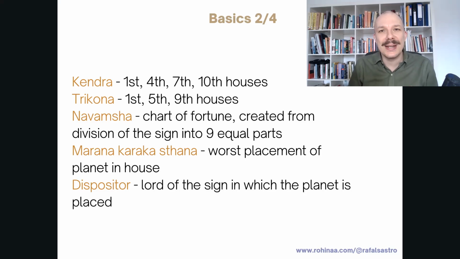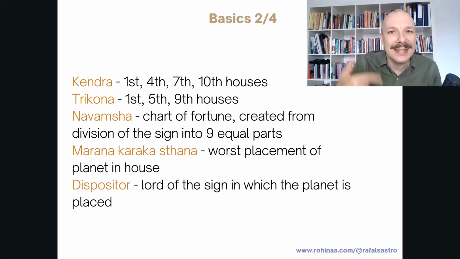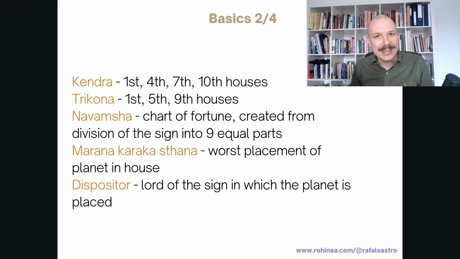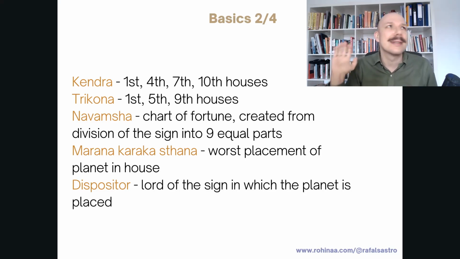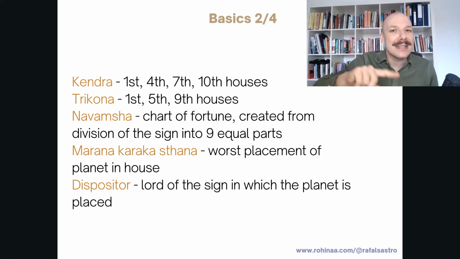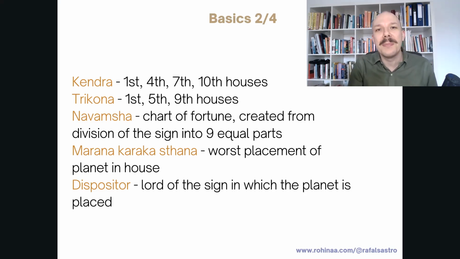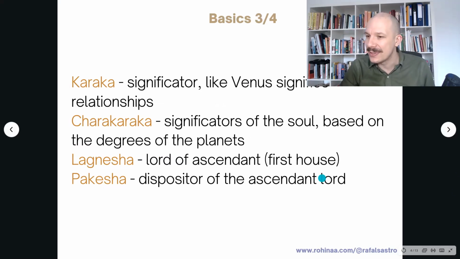And Dispositor is the lord of the sign in which the planet is placed. So what is exactly Dispositor? For example, if Mars is in Cancer, then the Moon becomes the Dispositor because the Moon lords Cancer. If Venus, let's say, is in Virgo, right? Debilitated in Virgo, Nicha Rashi, then Virgo is lorded by Rahu and Mercury. So when Venus is in Virgo, the Dispositor of Virgo becomes Mercury and Rahu, because Mercury and Rahu lord Virgo. So that is the Dispositor.